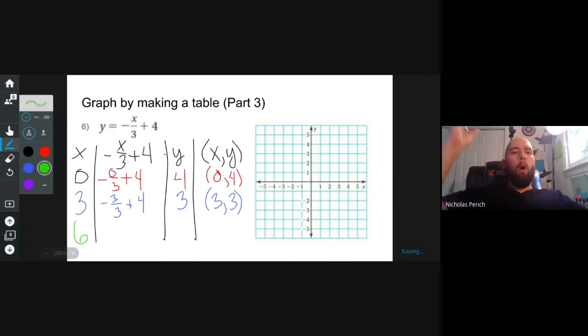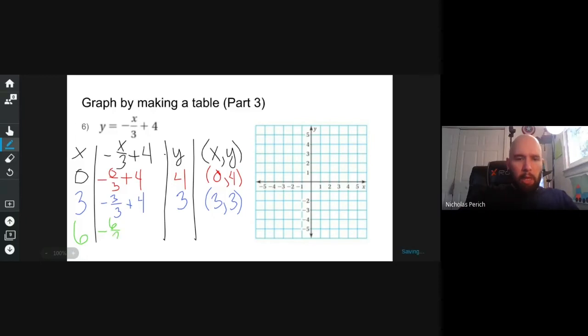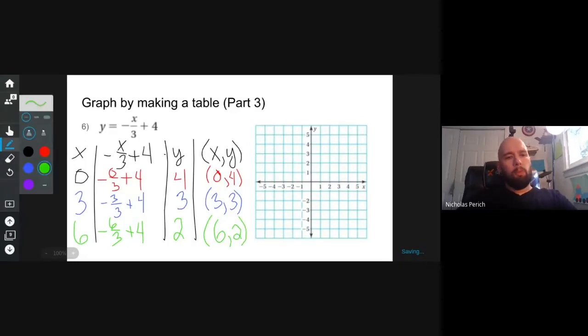One more. Negative 6 divided by 3 is negative 2. Negative 2 plus 4 is 2. So that gives me the point 6, 2.